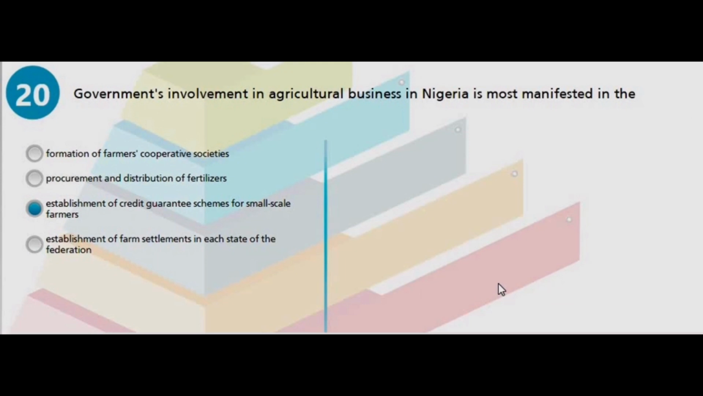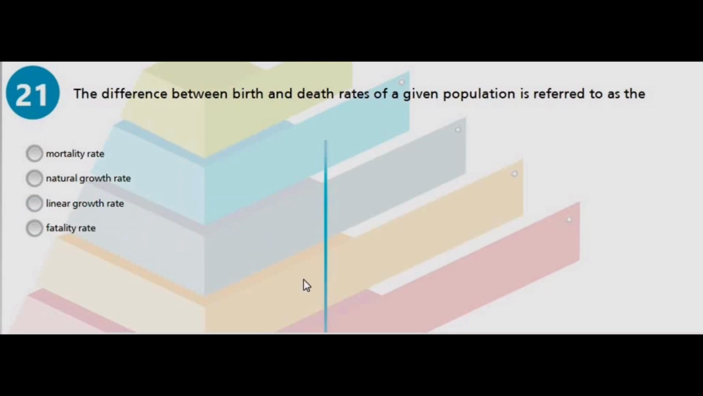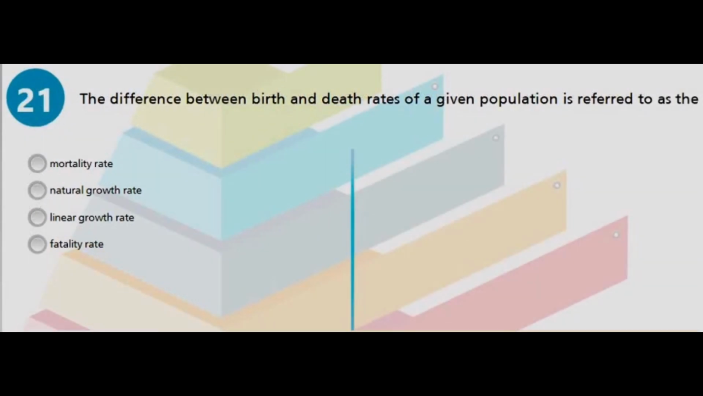Okay? So, question 21. The difference between birth and death rate of a given population is referred to as the what? A, mortality rate, B, natural growth rate, C, linear growth rate, D, fertility rate. The right answer is natural growth rate, which is B.